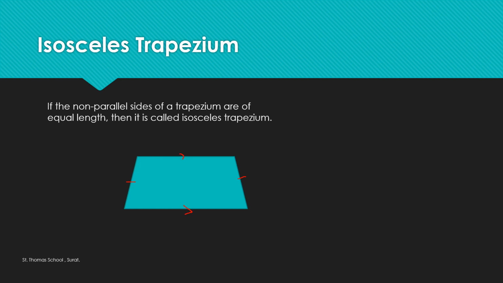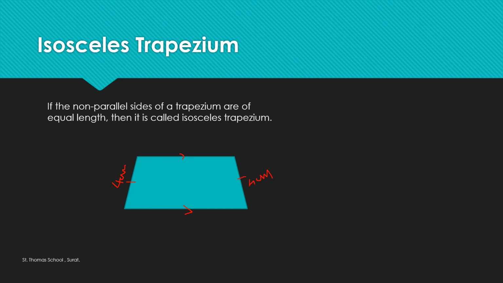Equal length means suppose this is 4 centimeter. So this length also 4 centimeter. Clear? That means both are equal. So this type of trapezium are called isosceles trapezium. So in the notebook, you have to start like this. Types of quadrilateral. First one trapezium, and you have to write the definition of trapezium. The next one you write isosceles trapezium and write the definition. Non-parallel sides of a trapezium are of equal length. Then it is called isosceles trapezium. You have to draw one figure. It's clear?